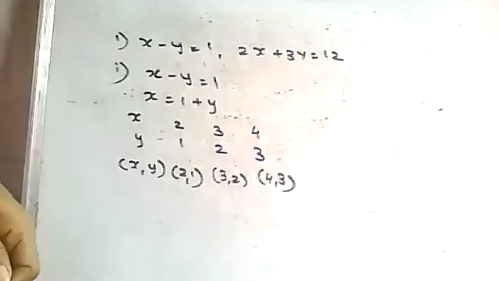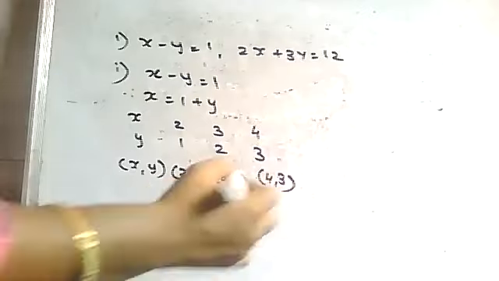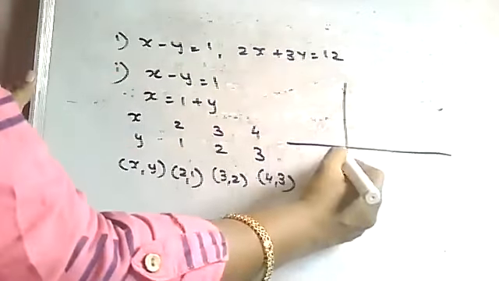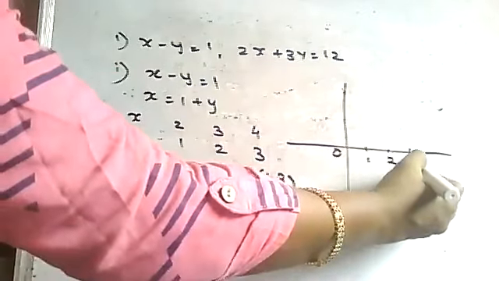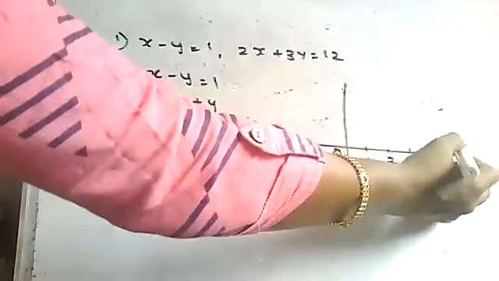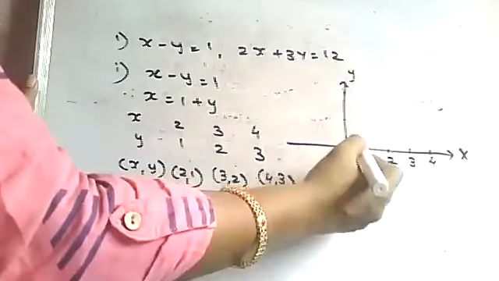And what you have to do is you have to plot. I'll just show you roughly. 1, 2, 3, 4 on the right hand side. This is the x-axis, this is the y-axis.